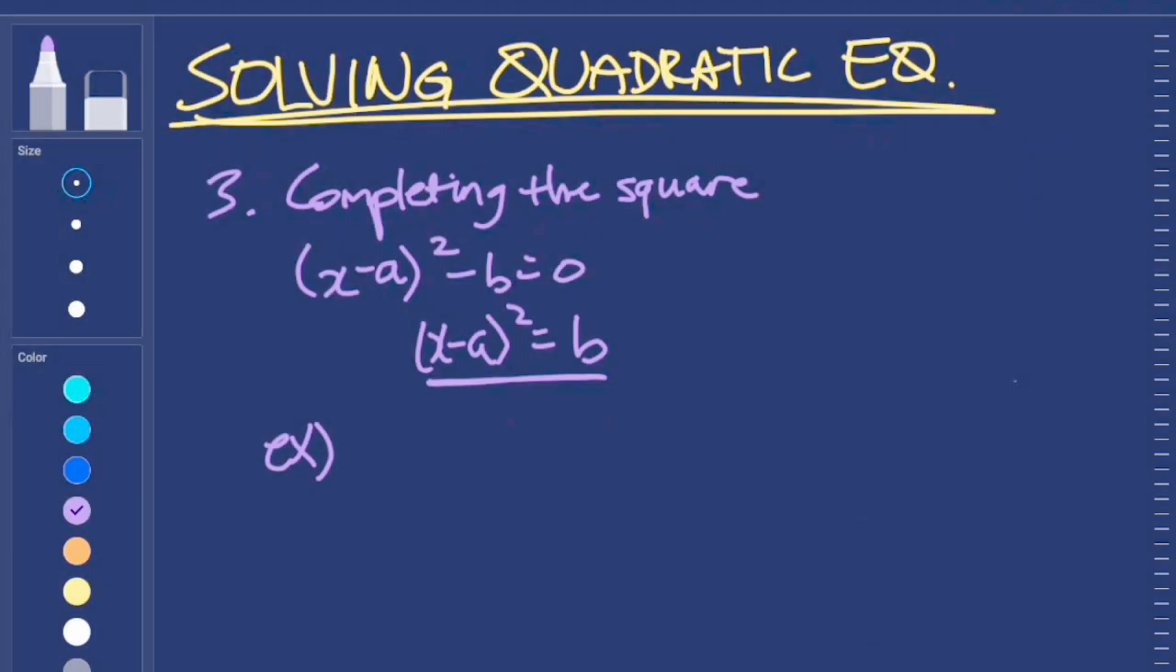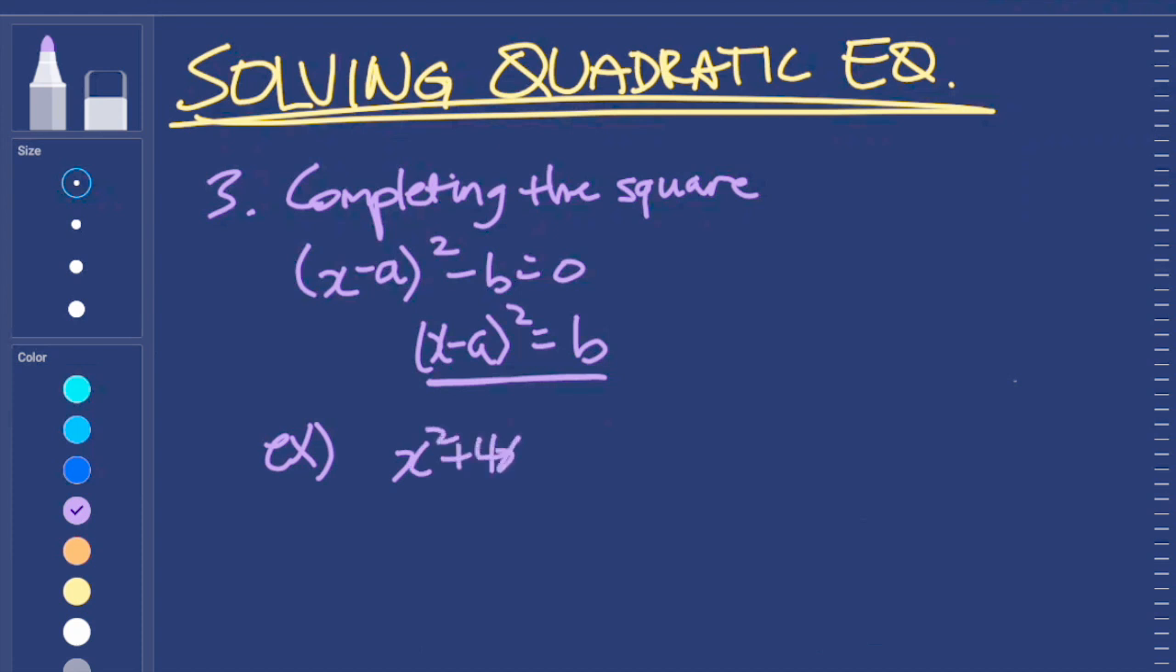The third method can be a little bit confusing to some people who never learned about it. It's completing the square, so basically you're putting the quadratic equation into the form of x minus a, squared, minus b equals 0. And it's important to keep in mind the standard form of the quadratic equation, which is ax squared plus bx plus c equals 0.